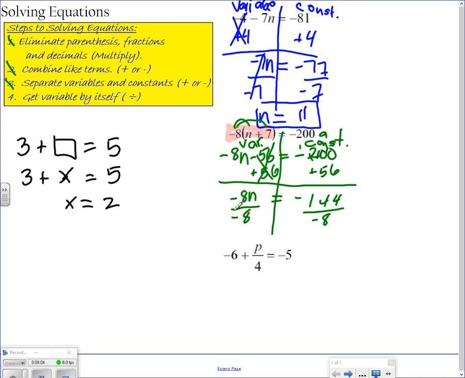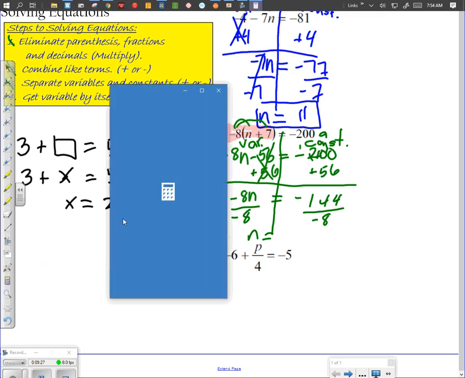Now, negative 8 divided by negative 8 is 1, and 1 times n is just n, is equal to what is negative 144 divided by negative 8. That number is too big. I probably have to use a calculator for that. So I'm going to do negative 144 divided by negative 8.